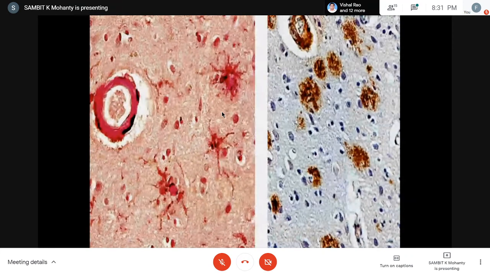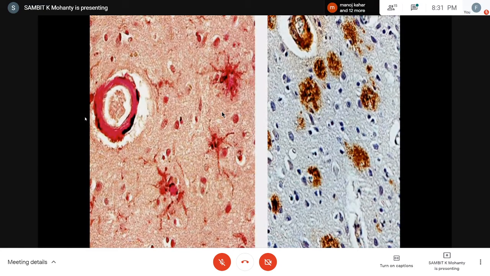This is not from this case. This case had these things, but this is from my thesis, age-old thesis from 1999. So what are these structures? Who can see what these structures are? This is the space of Virchow-Robin, and we have this vessel with some eosinophilic material. It's an old patient, and we have these star-like structures in the parenchyma, in the gray matter.